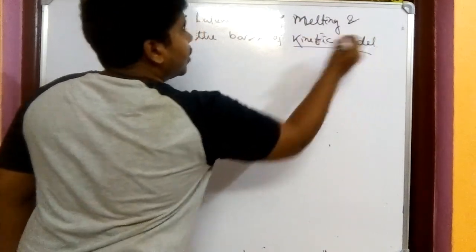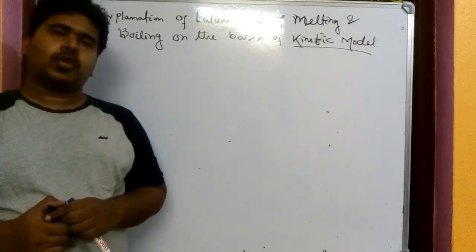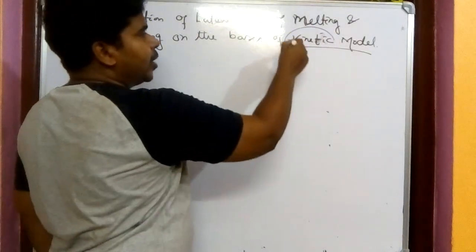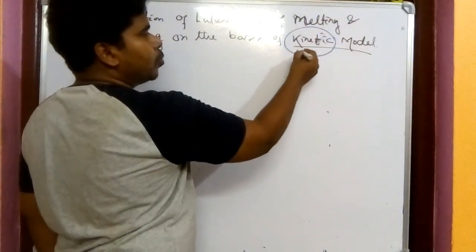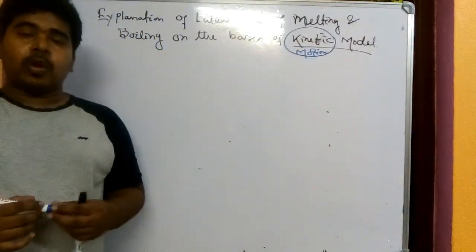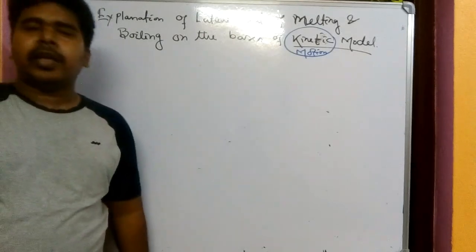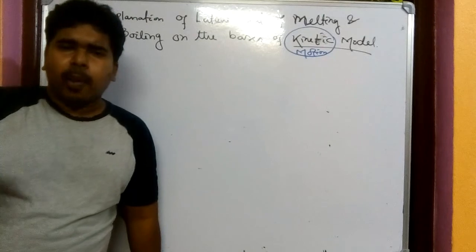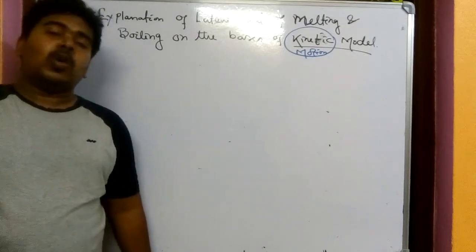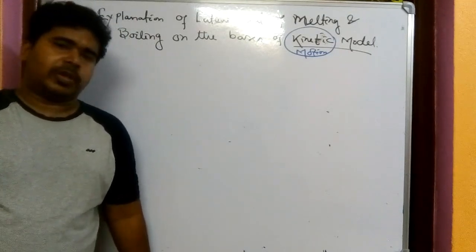Now you see this kinetic model, this term is totally new to you. What is kinetic model? By the term kinetic, one term has come, that is motion. So we all know due to the motion of a body, what energy is possessed, that is known as kinetic energy. So what is kinetic model? Kinetic model is a part of physics as well as chemistry, where we mainly deal with the motion of the molecules of a substance.